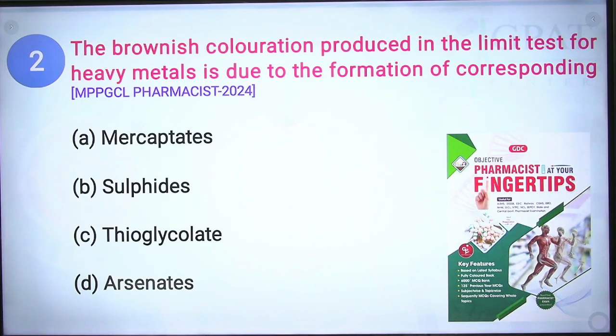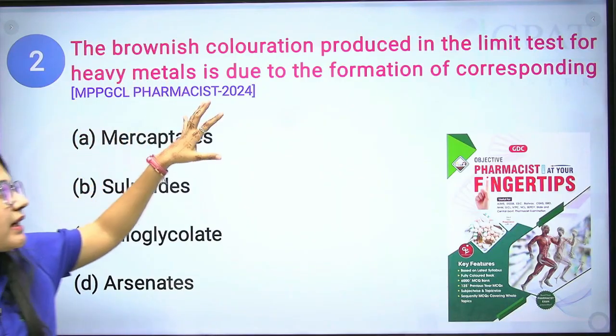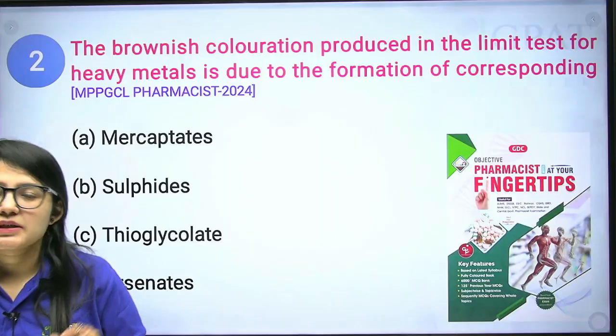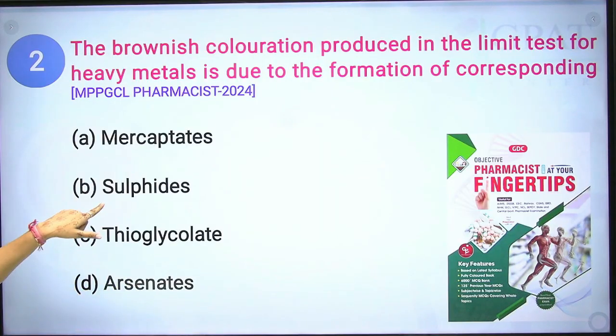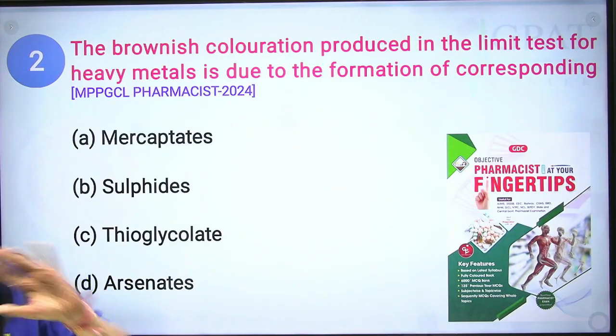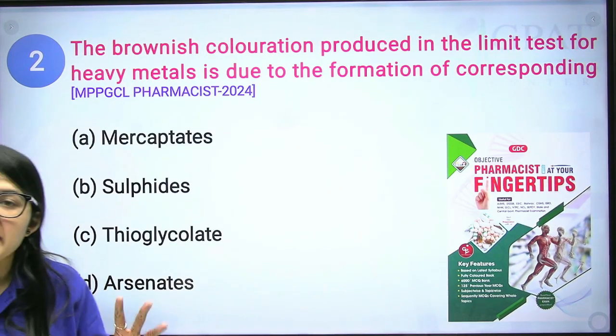Okay. Now the next question: the brownish color produced in the limit test for heavy metals is due to the formation of the corresponding what? This is a previous year question from MPPGCL Pharmacist 2024. Okay, first, the brownish color. This brownish color is formed due to the sulfides. The black-brown precipitate is formed due to the presence of sulfides, and these directly react with H2S. Clear?